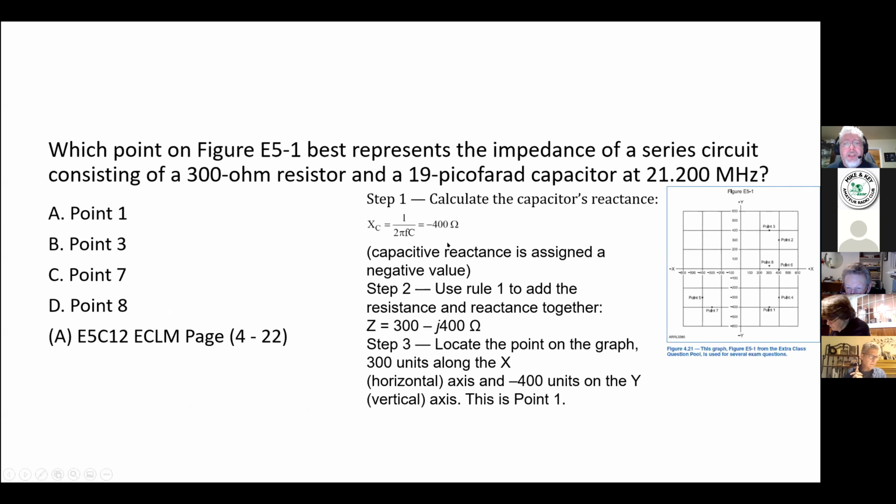So calculate the capacitor's reactance. X of C equals 1 over 2πfC, get a negative 400 ohms. Use rule 1 to add the resistance and reactance together. You get a Z of 300 minus j400. So we go over to the 300. Wow, that is really small. And then the negative 400 is down here, is point number 1.